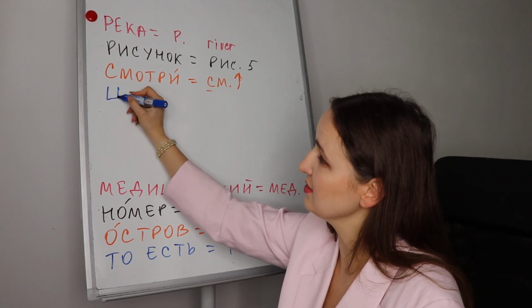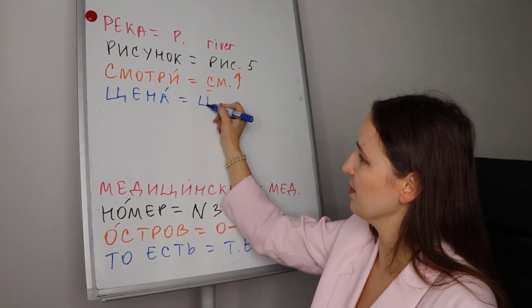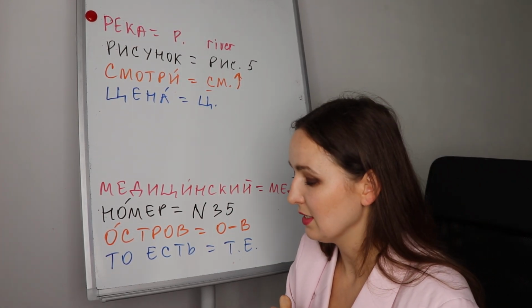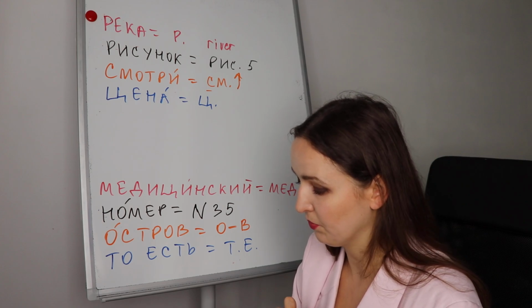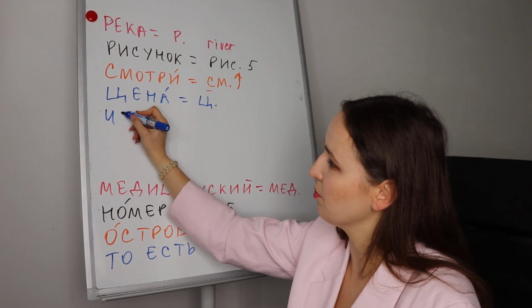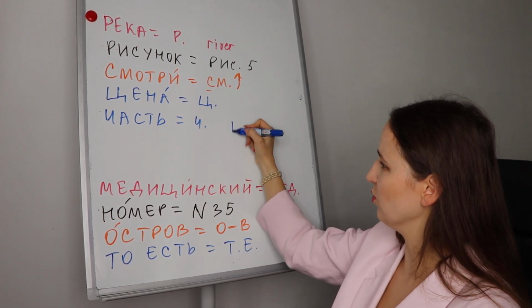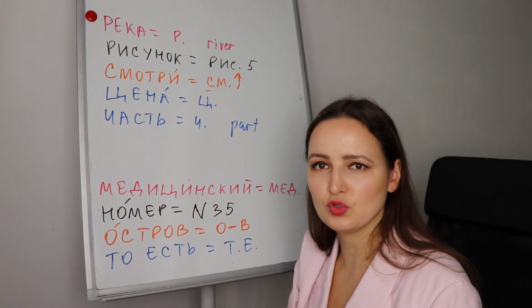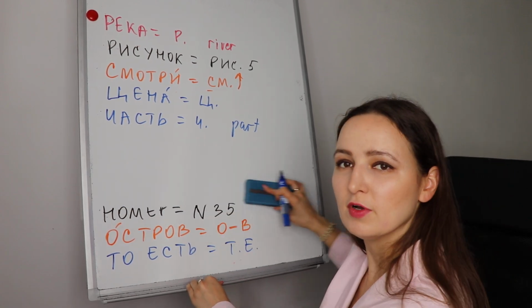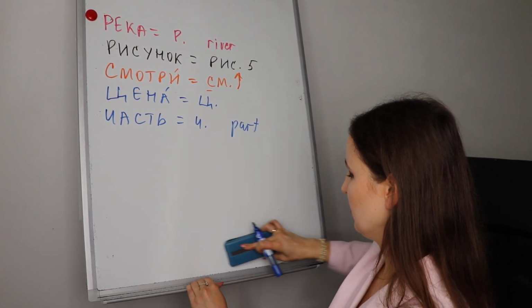Цена, price. Цена, price is C with a dot. Цена. This is price. Часть is part. Часть. Part, again, cha with a dot. Часть вторая, for example, part 2. And we will have cha with dot.